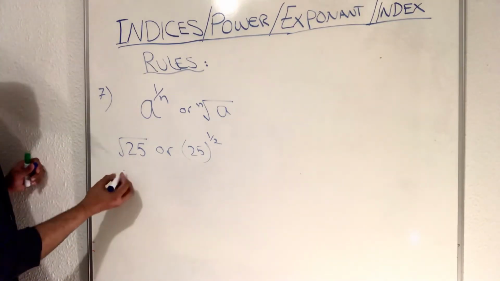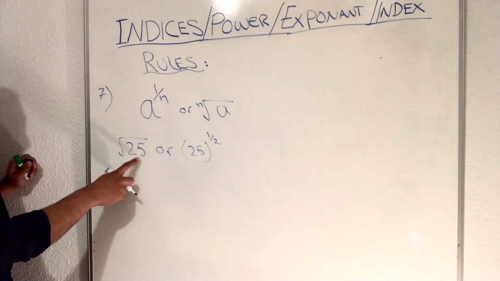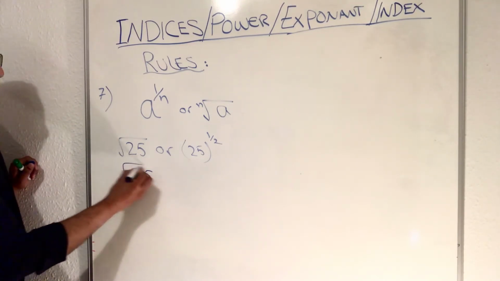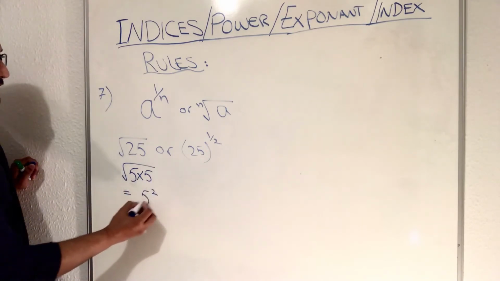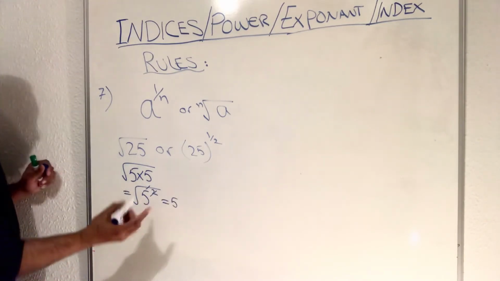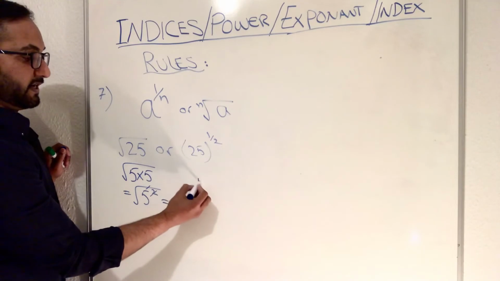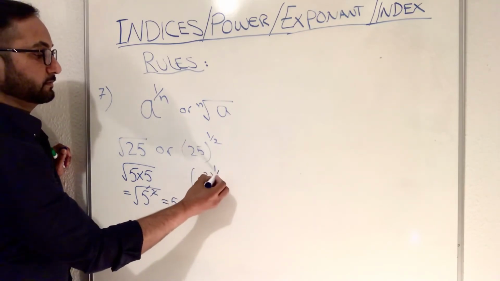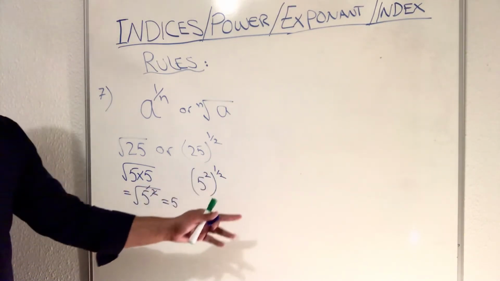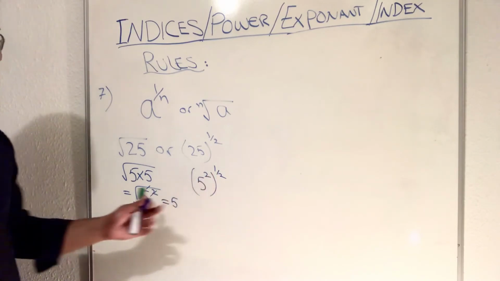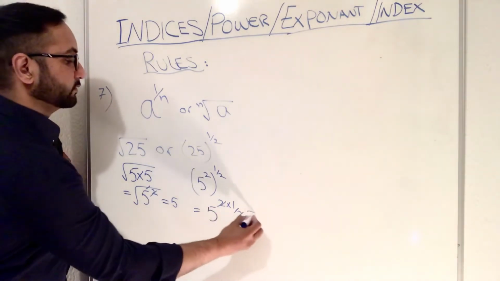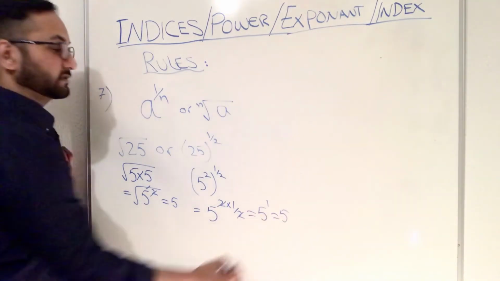25 can be written in the form of 5 times 5, so that becomes 5 squared. And you know that the square root cancels with the square, so the answer is 5. Or the second way: 5 squared, whole power 1 over 2. Now you can remember the third rule: if there are powers, we multiply both powers. So 2 times 1 over 2 cancels, giving 5 power 1, which is 5. This is the answer.